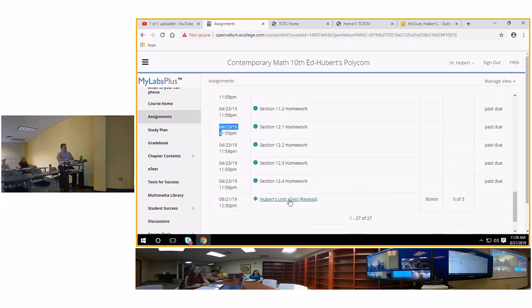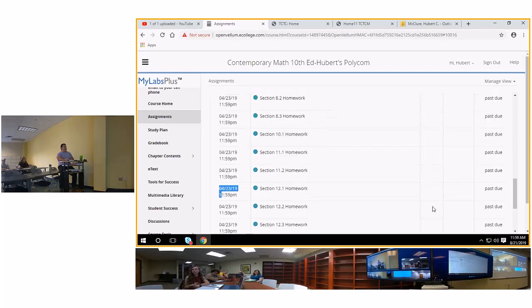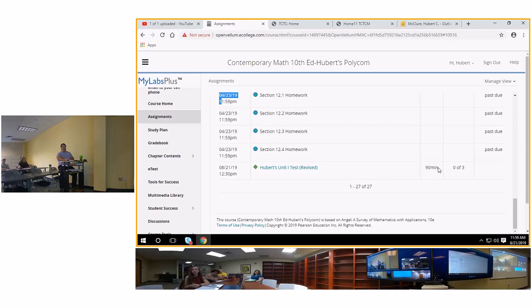So let's click on the test. Oh, look here. What is this? Let's go up here. Time limit. 90 minutes. So that takes care of what? Cheating. How long do I have to take the test? So what does MyLab Plus tell you? It tells you when the due date is. It tells you how many minutes you have to take the test. And it tells you how many times you got to take it. You got 3 chances. You got a week to take the test. Everybody got that? A week.